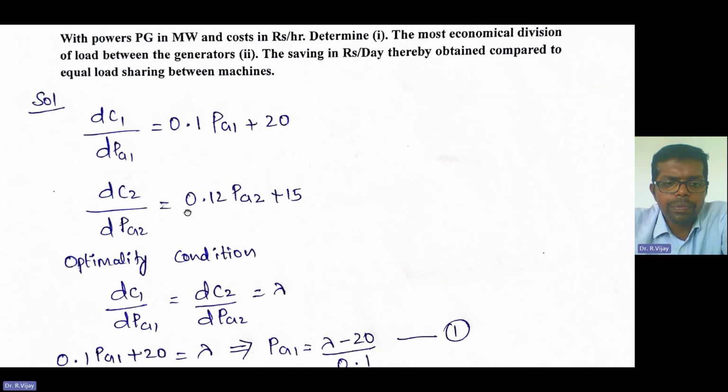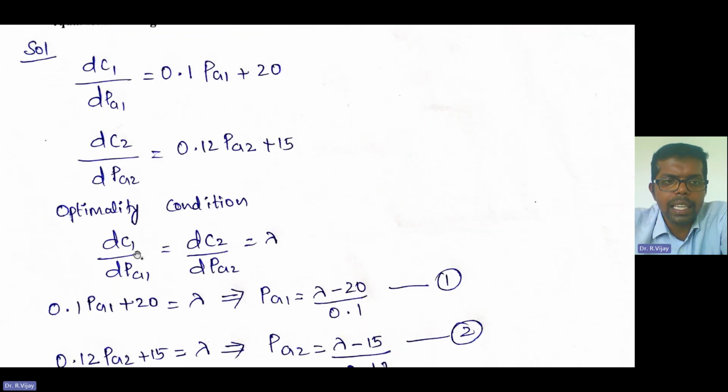Now, this is the incremental fuel cost they have given in the problem. So what is the optimality condition? That is dC1/dPG1 = dC2/dPG2 = lambda. Whatever the notation, some problems give C1, some problems give F1, some give it as cost. Whatever the notation they give, this is the optimality condition.